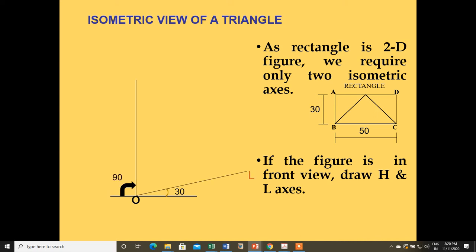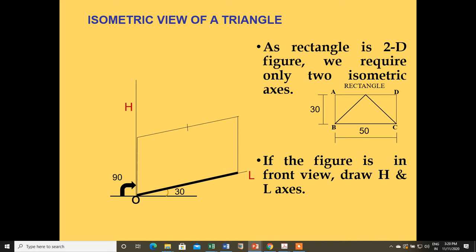I have first drawn the length and height axes, and along these we construct this rectangle of size 50 by 30, which actually is a parallelogram. Next we have to mark the vertex of the triangle. This point is the midpoint of the line AD, and it indicates the vertex of the triangle. And now along the length axis we draw a line of 50 mm length.